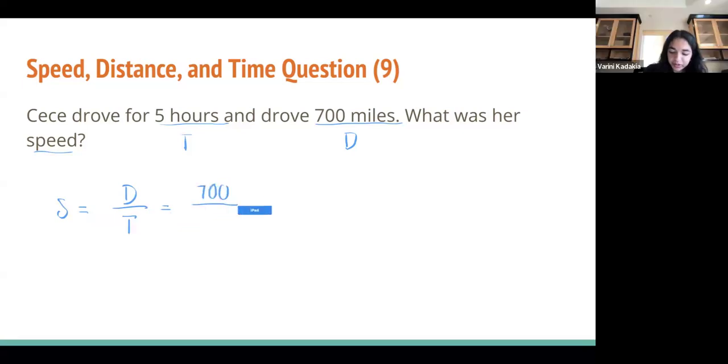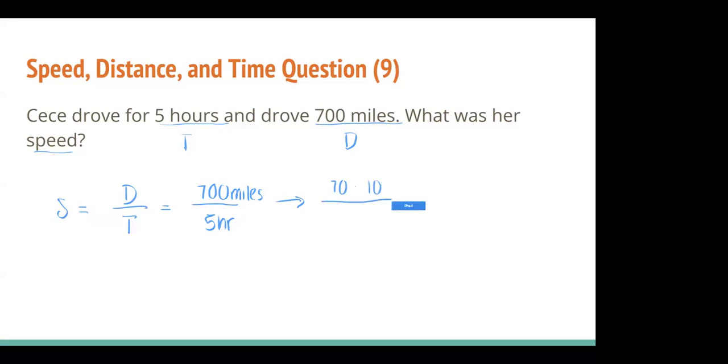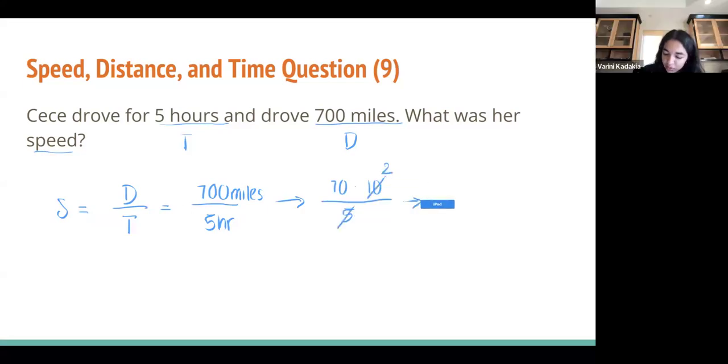Close. I think you flipped it. It should be speed equals distance over time. And our distance is 700 miles, and our time is 5 hours. So her speed is going to be 700 miles divided by 5 hours. You can do this by breaking it up into this, divided by 5, then cross cancel this. So you get, she's going at 140 miles per hour.